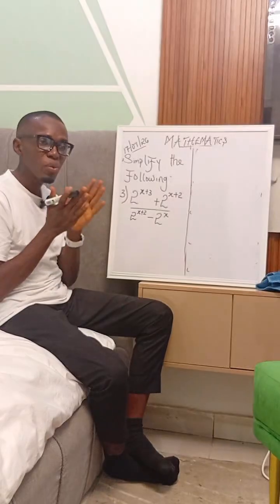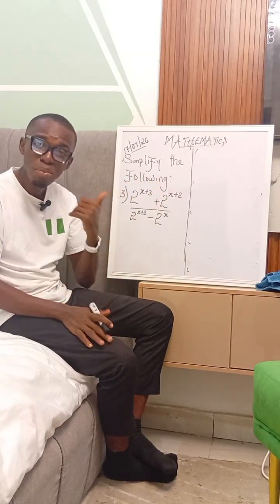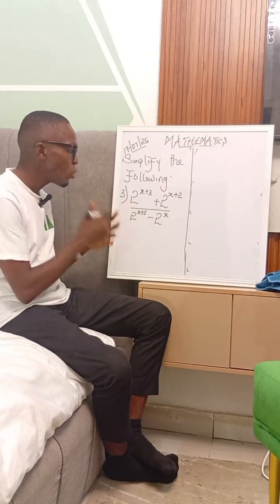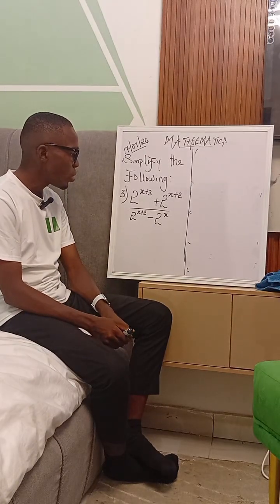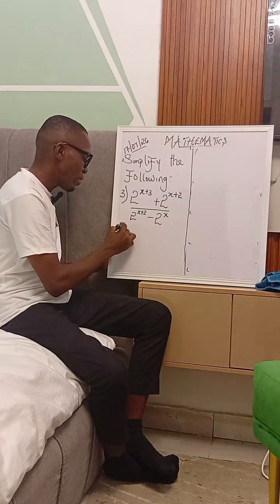So when you have this type of question, a secret is this: factorize them. Yes, anytime you see this type of question, just factorize them. That's the secret. So how do we go about this now? This is what we are going to do. Let me start with the numerator, to make it easier. So I start with the numerator.